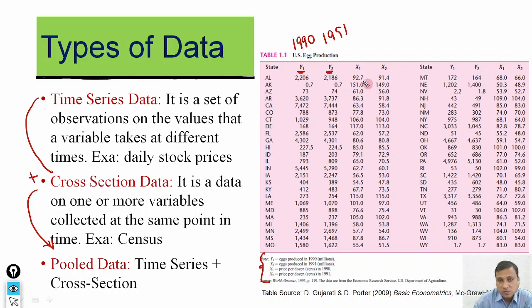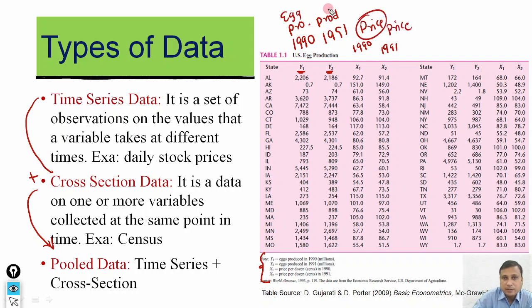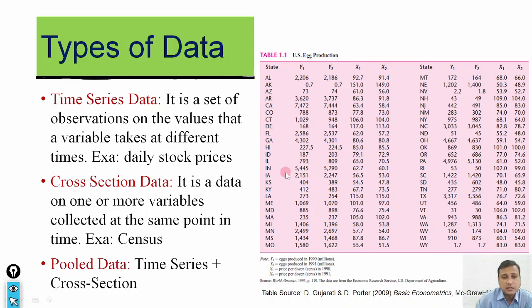Fine. Now, this is egg production. And what is X1 and X2? Again, here is 1990 and 1991. And in 1990, it is the price. So price is one variable, production is the other variable. There are two different time periods, 1990, 1991, and at the same time there are different states. So the combination of everything, time series and cross section, all together leads to pooled data. So I hope you understood this.